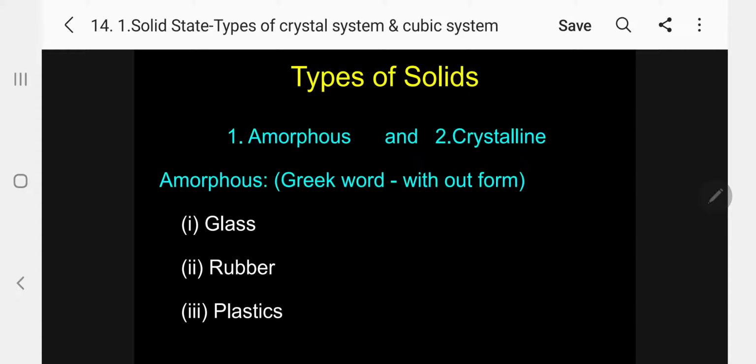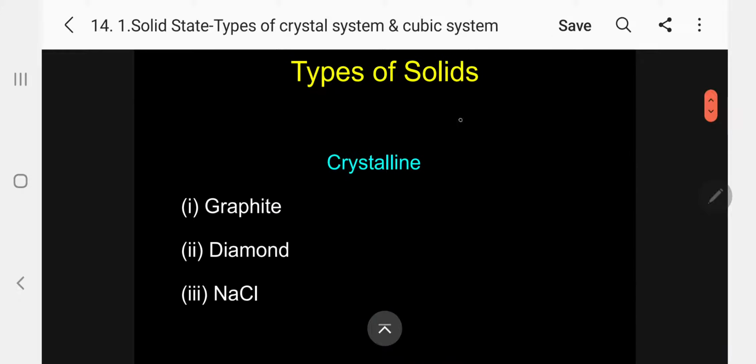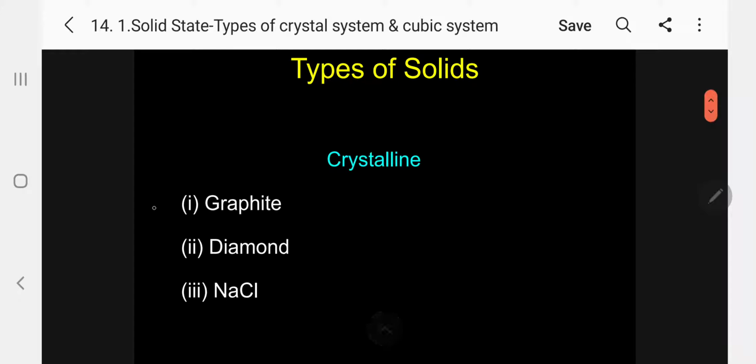Types of solids. Solids I can classify into two main types. One is amorphous solids, another is crystalline solids. What is amorphous? The Greek word amorphous means without form. That means there is no form, no shape. Examples: glass, rubber, plastics. Coming to crystalline solids, examples: graphite, diamond, sodium chloride. They have characteristic shape. Kindly follow. Definite shape for these crystalline solids. Graphite and diamond are polymorphs of carbon.